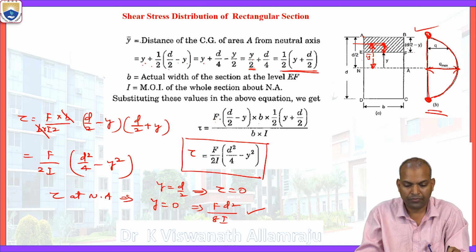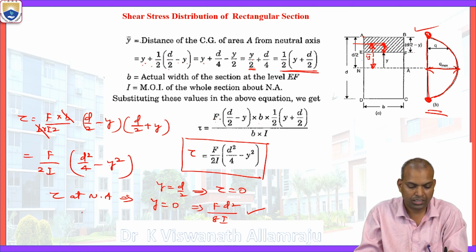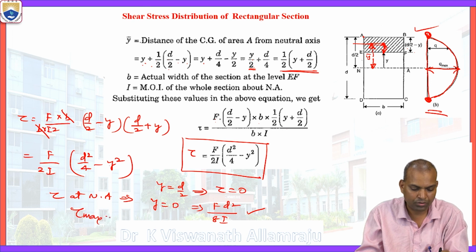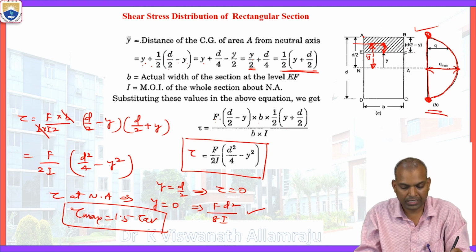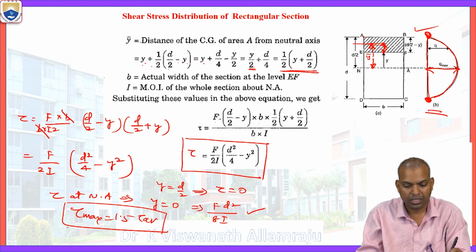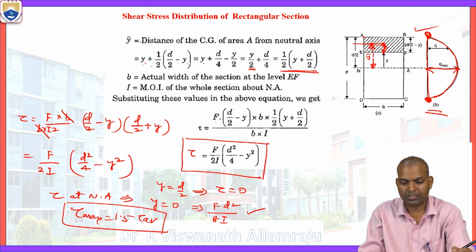Then we found the relation between maximum shear stress and average shear stress: the maximum shear stress equals 1.5 times the average shear stress. And after deriving those equations, we applied those formulae in solving the problems, and two problems were solved with different models, model 1 and model 2. Two models are covered.